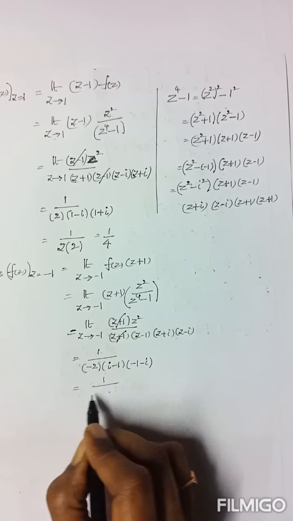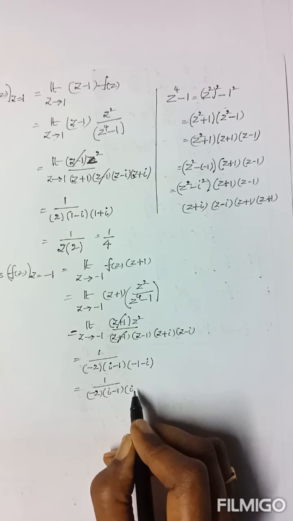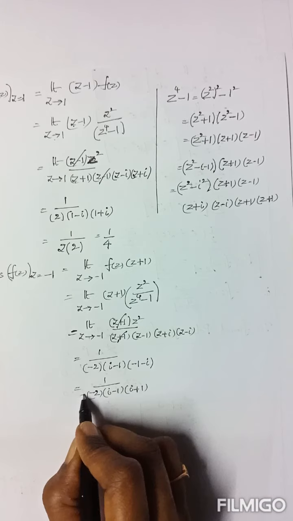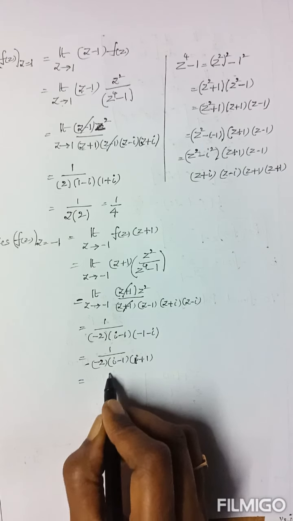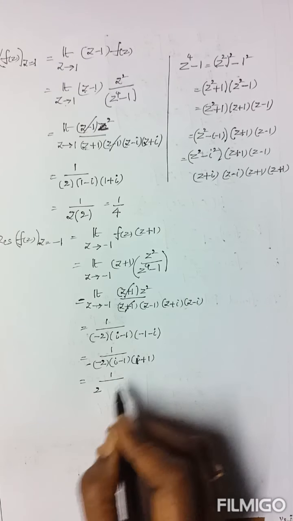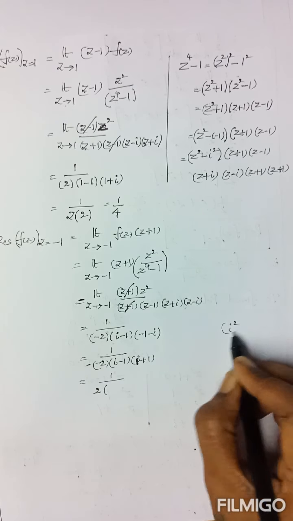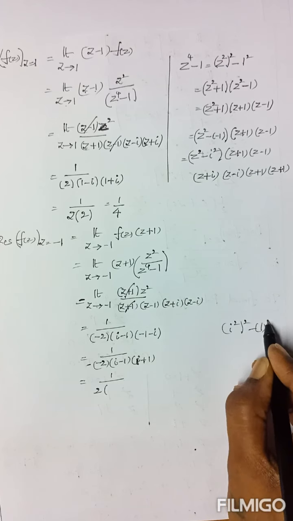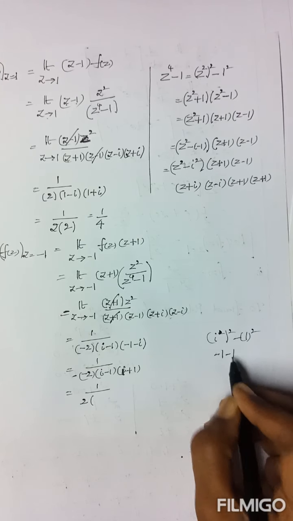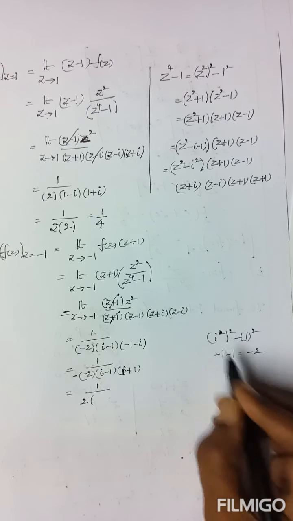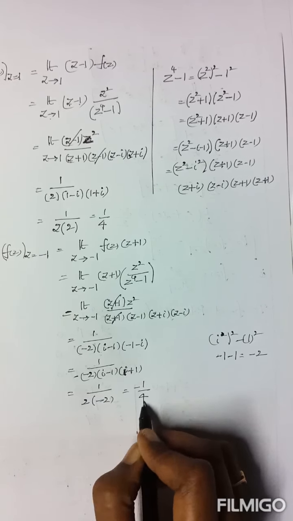That equals 1 by minus 2 into (i minus 1)(i plus 1), taking minus as common. That equals 1 by 2 into (a plus b)(a minus b), which is a square minus b square. Here a square is i square, which is minus 1, and here it is also minus 1. Totally the result is minus 2. So minus 2, and the result is minus 1 by 4.